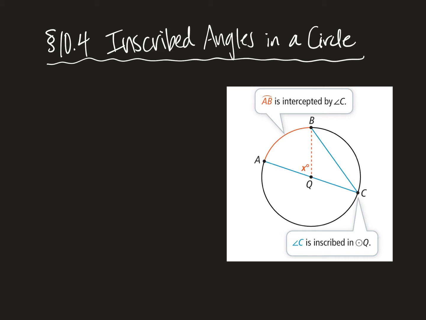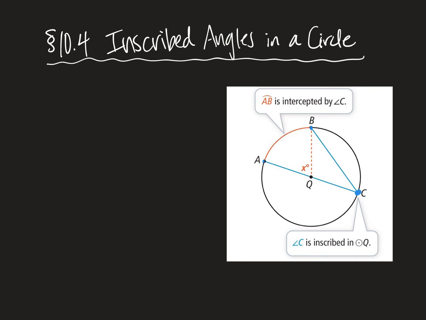All right, today we're talking about inscribed angles in a circle. So an angle is inscribed in a circle if one of the vertices is on the circle, so vertex C is on the circle, and the endpoints of the angle are also on the circle. So A and B are also on the circle. So angle ACB is said to be inscribed in circle Q.